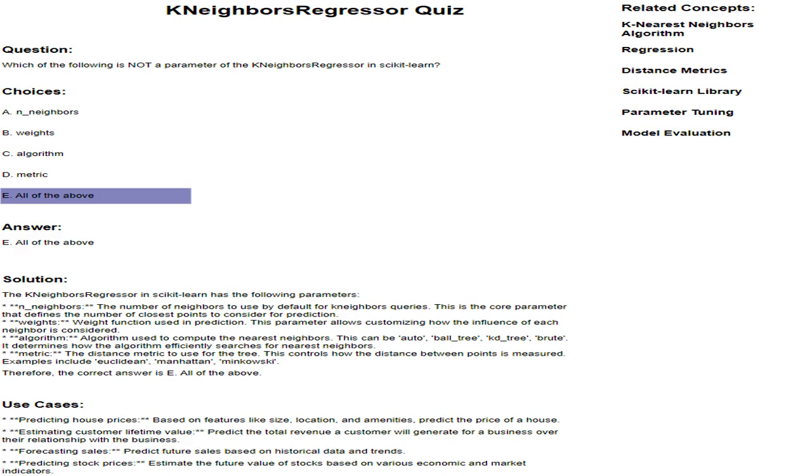K nearest neighbors algorithm. This is a non-parametric, lazy learning algorithm used for both classification and regression. It predicts the output for a new data point based on the majority class for classification or average value for regression of its k nearest neighbors in the training data. The algorithm's simplicity and adaptability make it widely used for various applications.